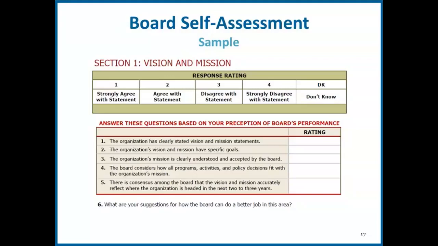And you can see that if you're seeing across the board that maybe they all disagree, that they're not clearly stated vision and mission statements, then that needs to be looked at. Either the board members need to be educated on what those vision and mission statements are, what they mean. There needs to be discussion around that, or then those vision and mission statements would need to be more developed or more clear. And so then that way you could dig deeper into that topic based on those responses.